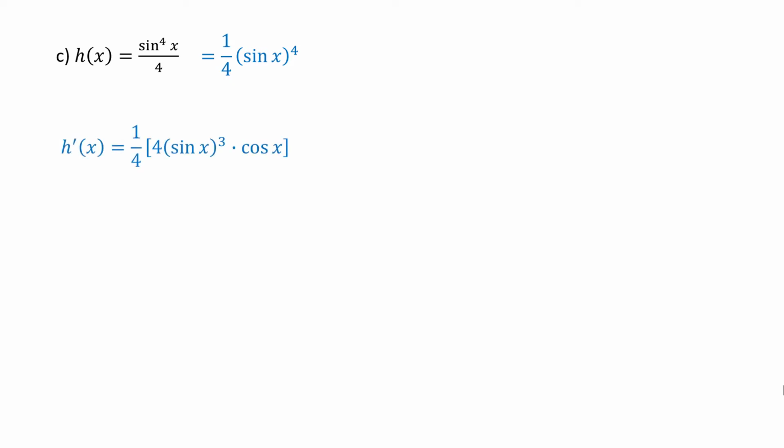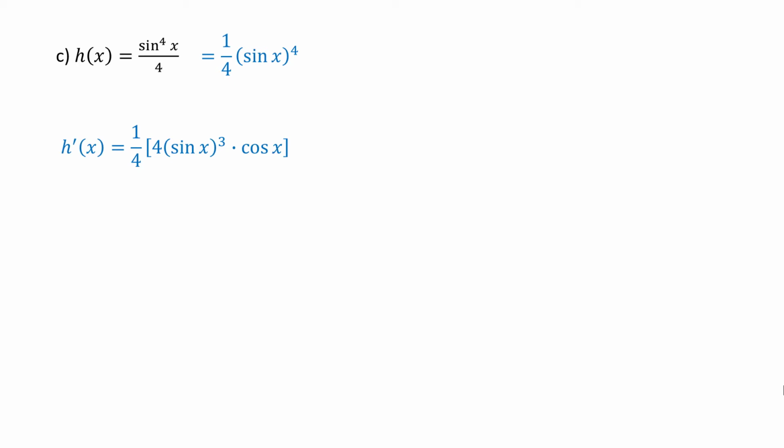h prime of x is equal to 1/4, that's the constant, it stays put. Now we have sine x to the fourth. The derivative of the outside function, we bring the 4 and make it a coefficient. So you got 4, the sine x stays put, raised to the power of 4 minus 1 is 3. Remember to multiply by the derivative of the inside function. Sine x is the inside function. Its derivative is cosine x.